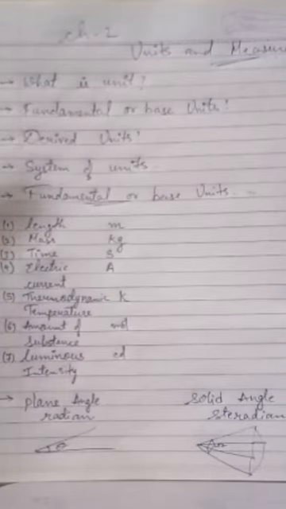And the combination of both fundamental and derived units is known as the system of units. Internationally, the units which are accepted are the SI units, that is System International Units. So we have basically these types of units. Again, this system of units can be of 3 types.